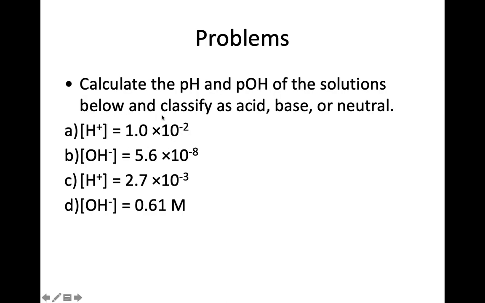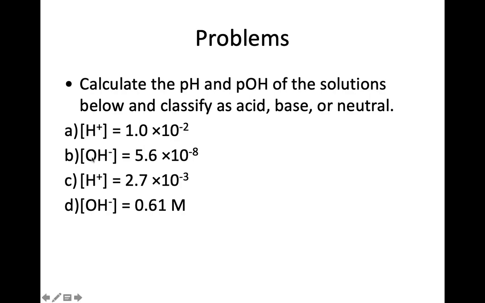So here's the easy one. pH and pOH, is it an acid or a base? Look, it's all based off the H concentration. I like the easy ones. 10 to the minus 2. So the pH is just this exponent, which is going to be 2, which means it's an acid.